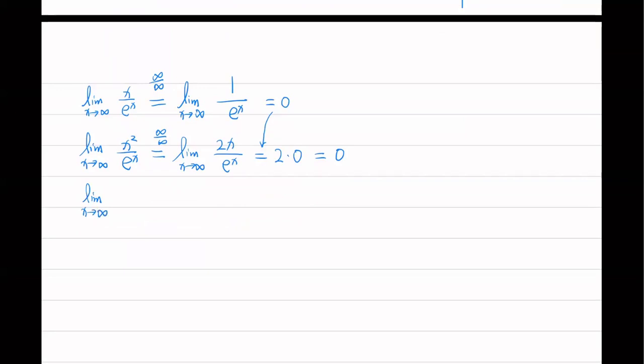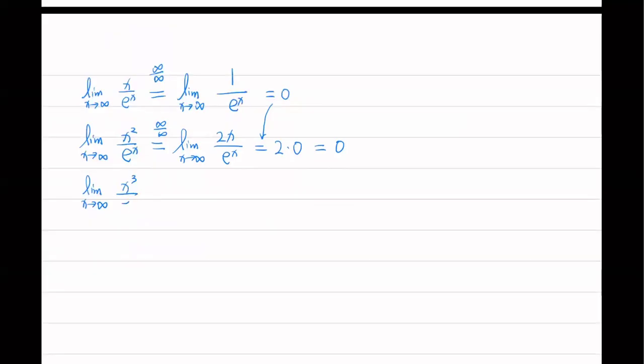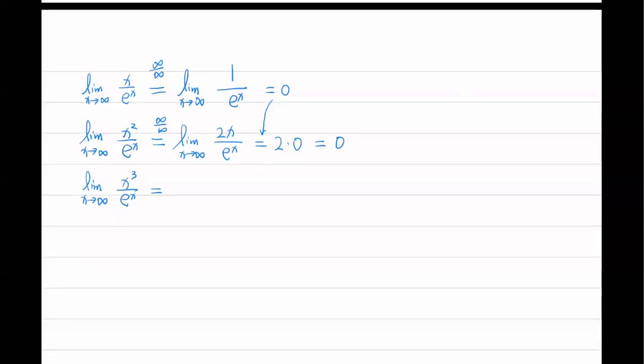Limit as x goes to infinity of x cubed over e to the x. Okay, let's find this limit. What would you do? Start with small steps, not the final result. Okay, so we apply L'Hopital's rule. We get 3x squared over e to the x, because the derivative of the exponential is itself.